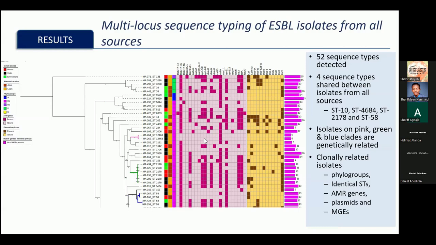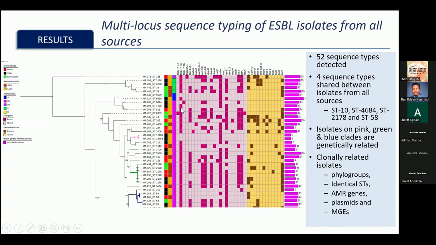And then the resistance genotypes. These are the resistance genes. And then these are the plasmids in brown. The orange colors are absent. So this is present, and then this is absent. And then these are the mobile genetic elements. So the majority of the ESBL, extended spectrum beta-lactamase E. coli gene that we detected was blaCTX-M-15. And you can see that most of them had it, along this line. If it's light pink, it's not there. But if it's dark pink, it's there.